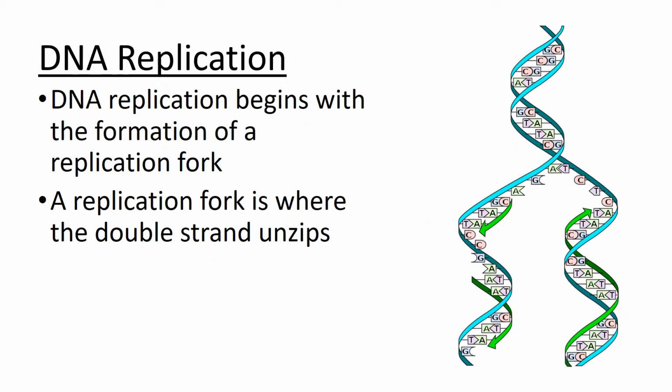DNA replication begins with the formation of a replication fork. A replication fork is where the double strand unzips. So we have a double strand of DNA up here, and then we can see how it's unzipping here, or it has unzipped. This is our replication fork, this whole section here.